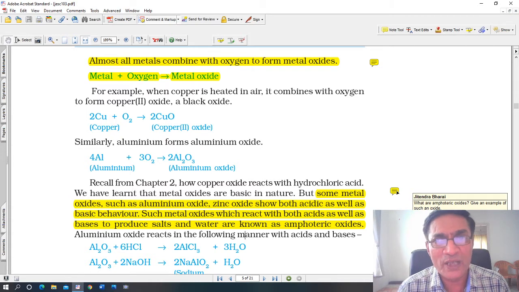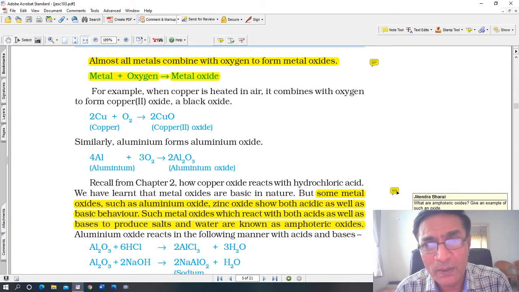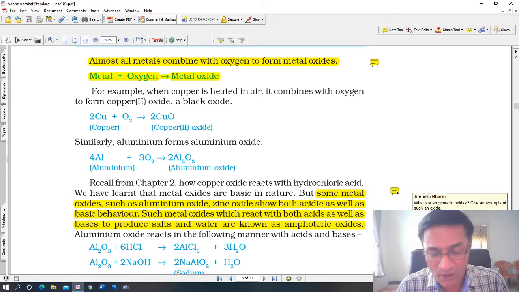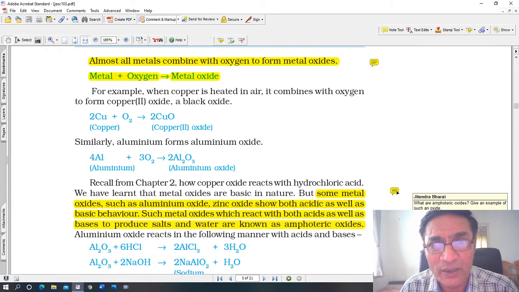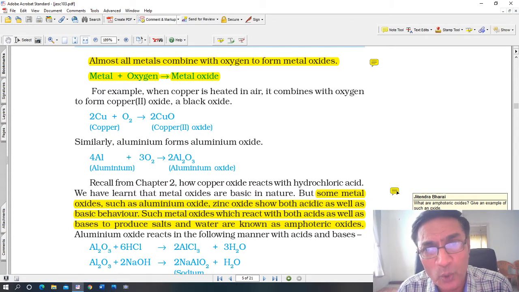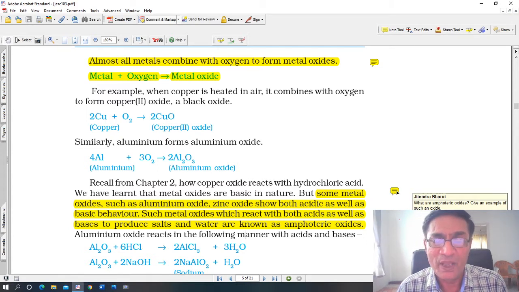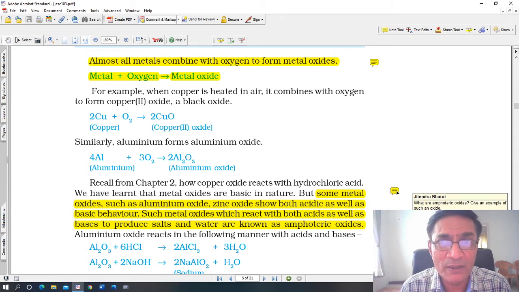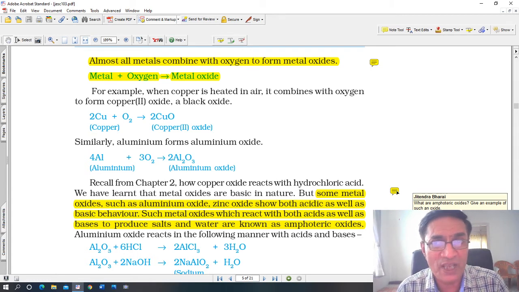देखो metal oxides को generally basic properties होता है. Basic properties क्यों? क्योंकि वो पानी में dissolve करो तो hydroxide हो जाता है. But there are certain exceptions. For example, zinc oxide and aluminum oxide. Zinc oxide और aluminum oxide दोनों amphoteric oxides है. Amphoteric oxide मतलब oxides of metals which show both properties, acidic properties as well as basic properties.